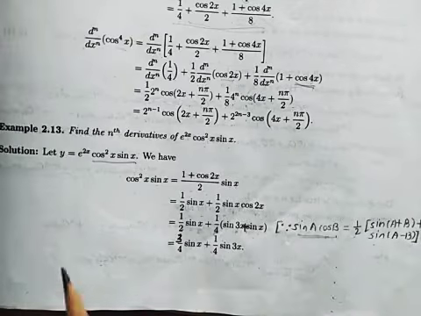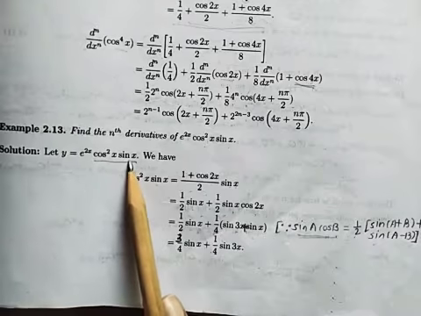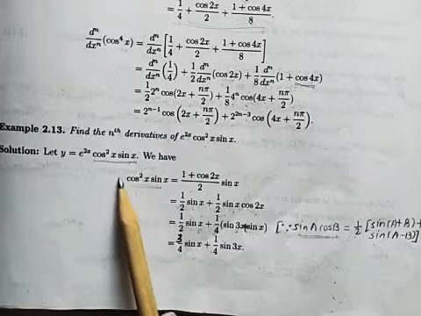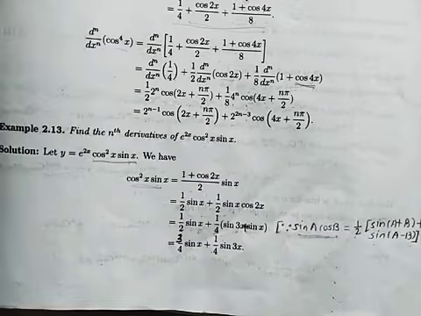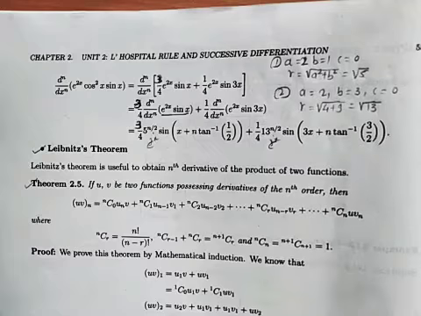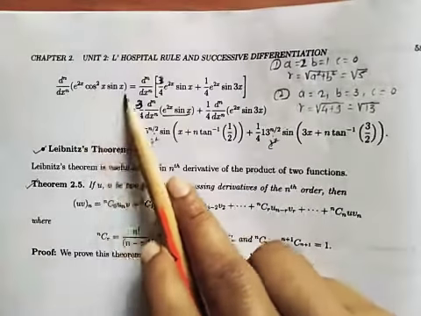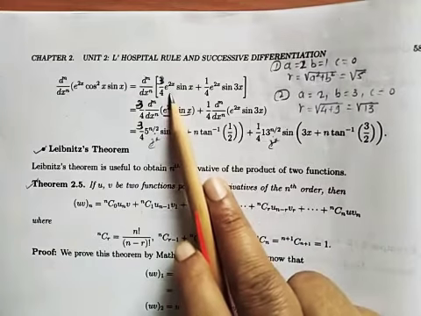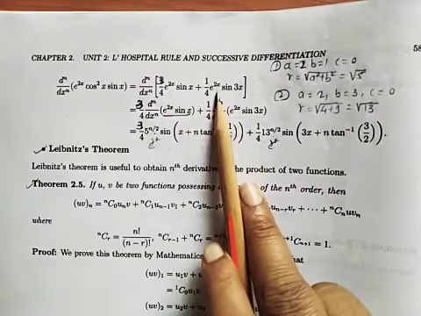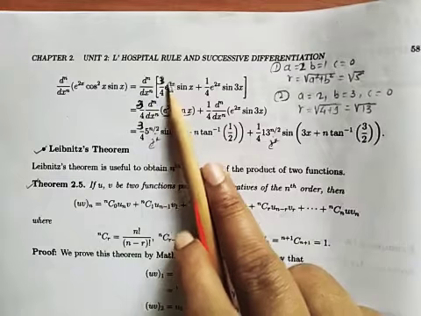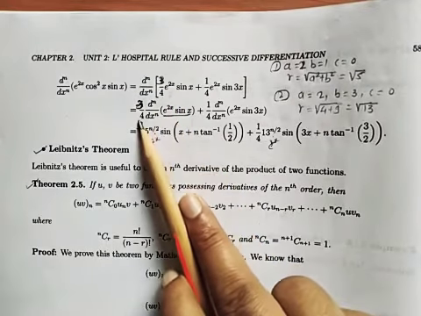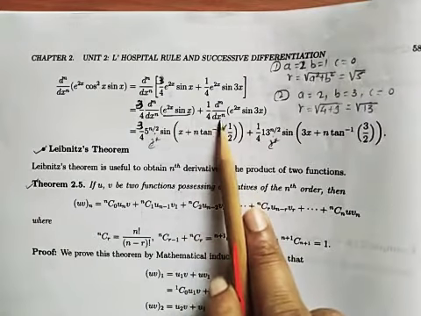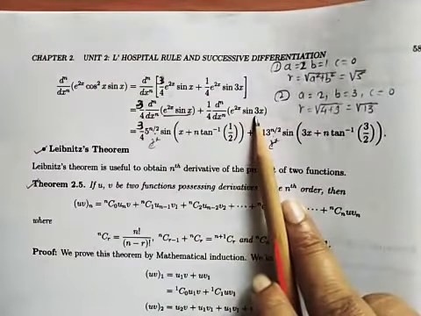What we get? This is the value of cos square x sin x. So we multiply it by e raised to 2x on both sides. So by multiplying by e raised to 2x and taking nth derivative, here we multiply the first term by e raised to 2x, the second term by e raised to 2x, and take its nth derivative. So here let us take constants common. 3 by 4 nth derivative of e raised to 2x sin x plus 1 by 4 nth derivative of e raised to 2x sin 3x.